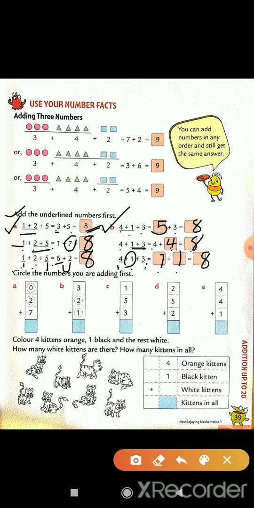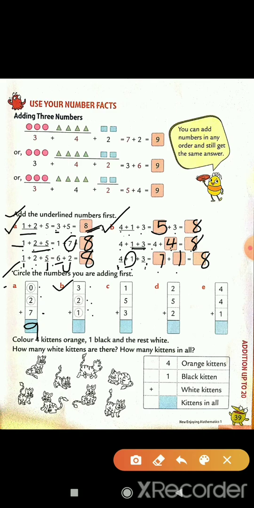Now next is circle the numbers you are adding first. Here you have to circle the numbers which you are adding first. 0 and 2 are already circled. So 0 plus 2 is equals to 2. Then we have to add 2 with 7. So 2 plus 7 is equals to 9.